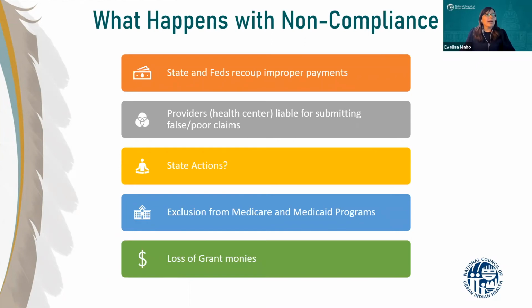So what happens with non-compliance? State and federal governments recoup improper payments. There might be some penalties involved with this. Providers or healthcare centers are liable for submitting false or poor claims. The state could also get involved. Inclusions from these are extreme cases. Exclusions in Medicare and Medicaid problems also might arise. Also, loss of grant monies.